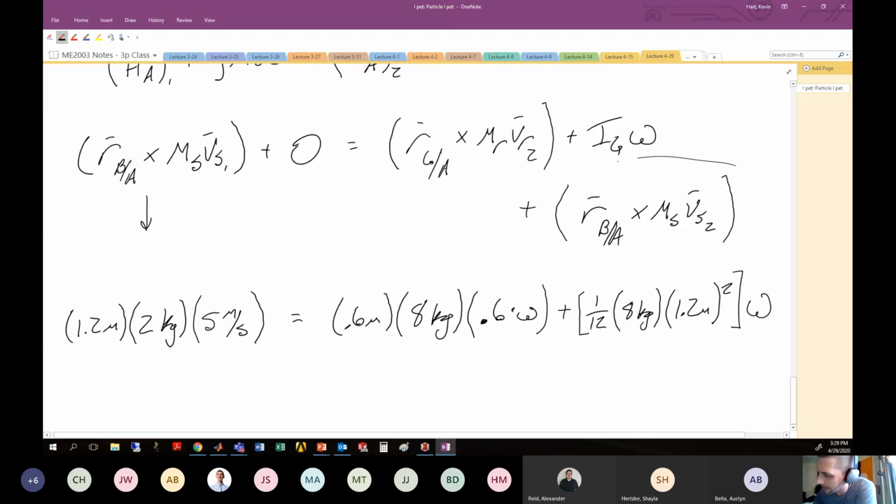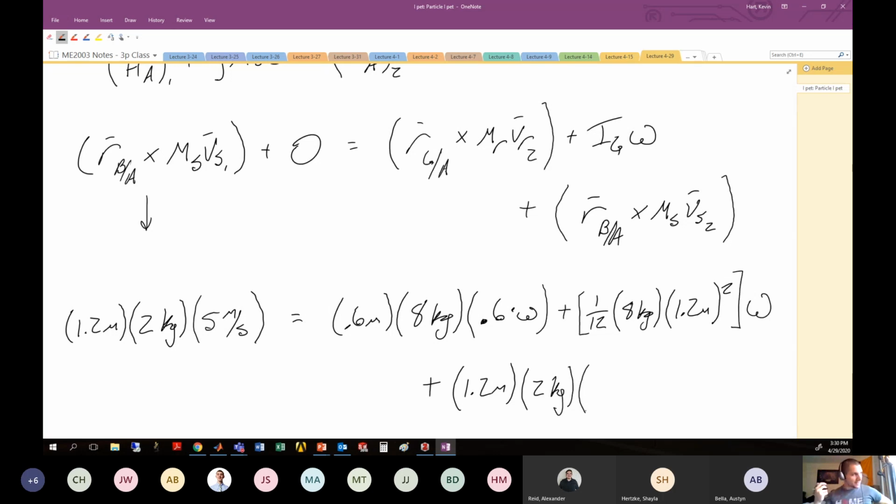And finally, this last term here is the term for the angular momentum about point A that the sphere provides after it impacts. So here the position vector to B from A, again, is 1.2 meters, multiplied by the mass of the sphere, which is 2 kilograms, multiplied by the velocity of the sphere in state number 2. Okay, got to be careful here.